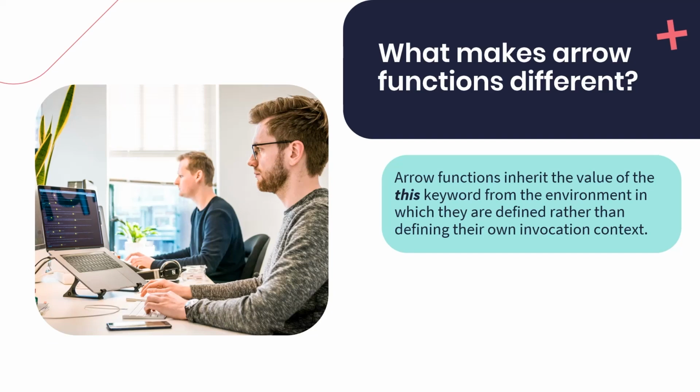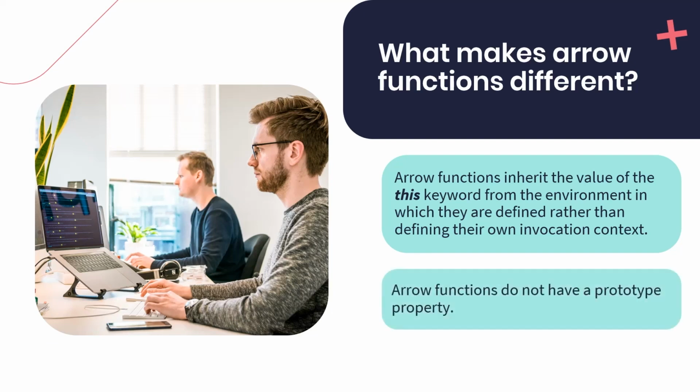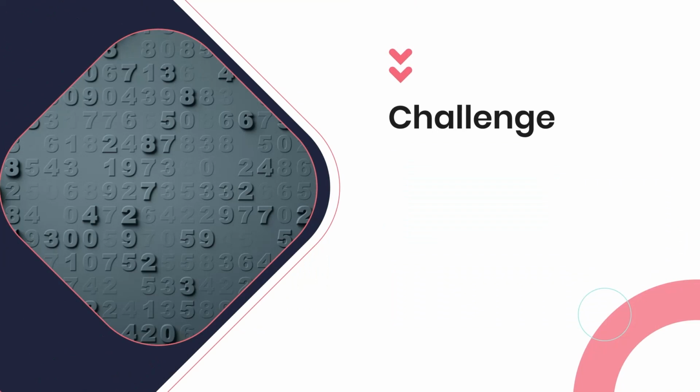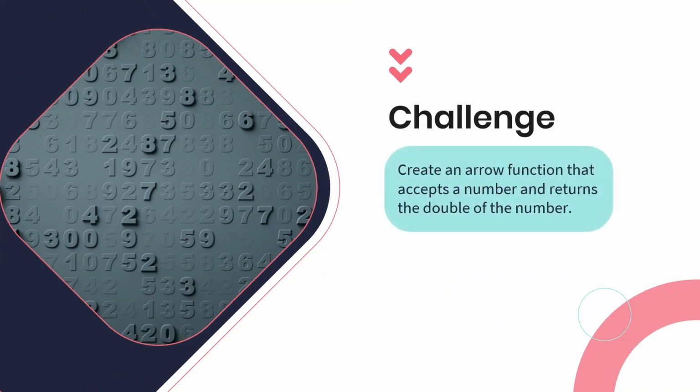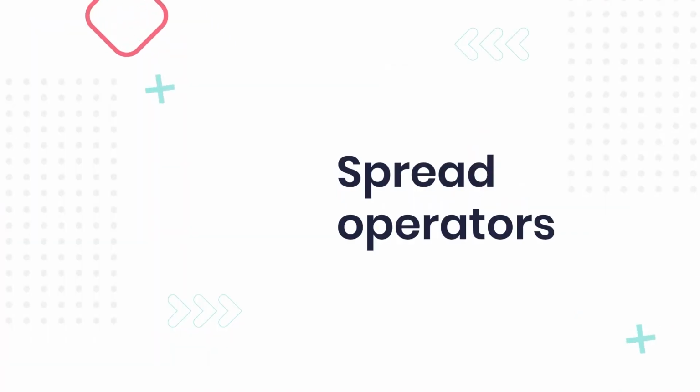Arrow functions also differ from other functions in that they do not have a prototype property. That means that they cannot be used as a constructor function for new classes. Your challenge for this lesson is to create an arrow function that accepts a number and returns the double of that number. The spread operator was also added to JavaScript in ES6.